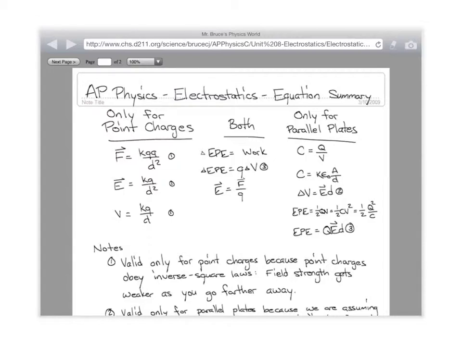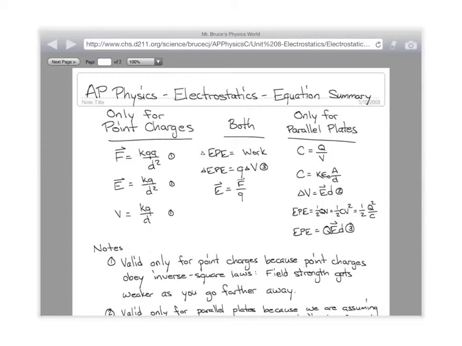Could a thread be modeled as a point charge? No. If you have a thread that's all charged up and is sticking to your clothes, is that a point charge? No. Is this balloon a point charge? Could be. That's a good question. We're going to talk about that much later. But yeah, these equations on the left are only valid for point charges. KQ over D squared, you can only use that if you have a point charge.